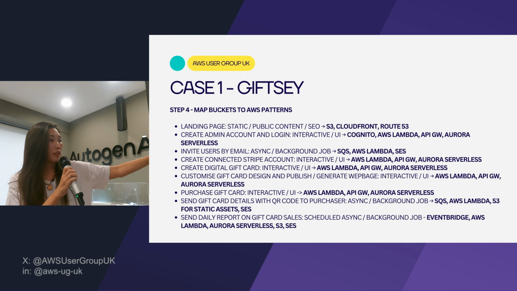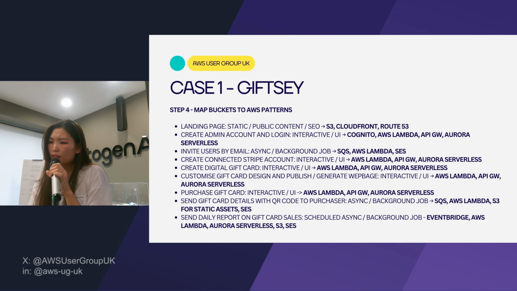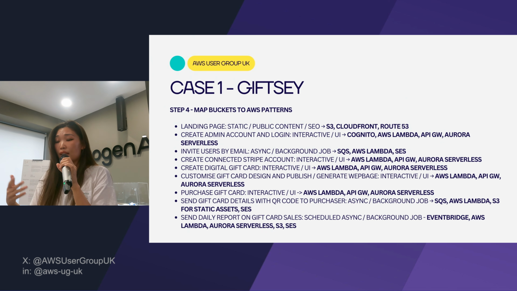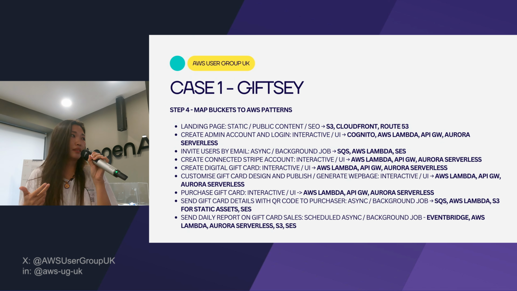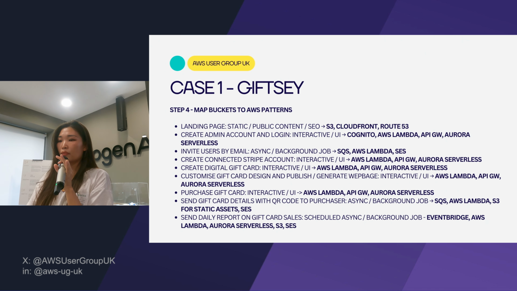and also the majority of these features are going to be communicating with the database. So I'm going to list Aurora Serverless, since we have identified low data volumes in the previous steps, right? And for the daily report on gift card sales, I am thinking EventBridge, backed by AWS Lambda, Aurora Serverless, S3, and Simple Email Service. So these are the initial thoughts that I have after I have bucketed the features into different categories.